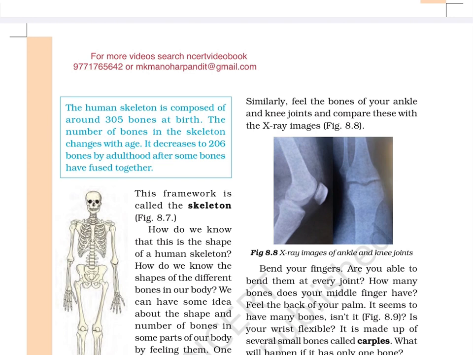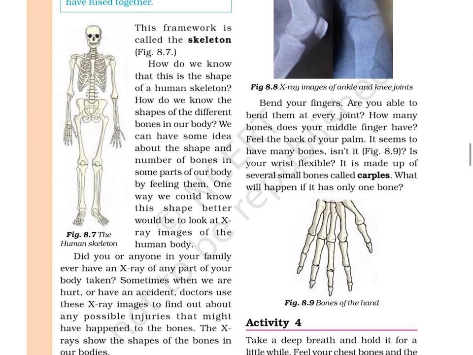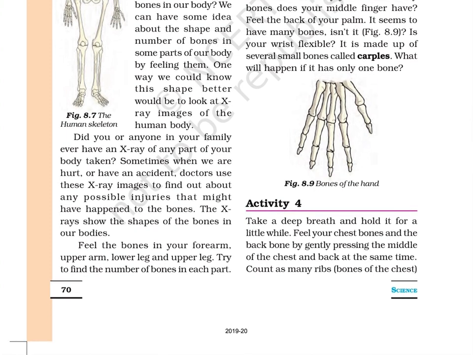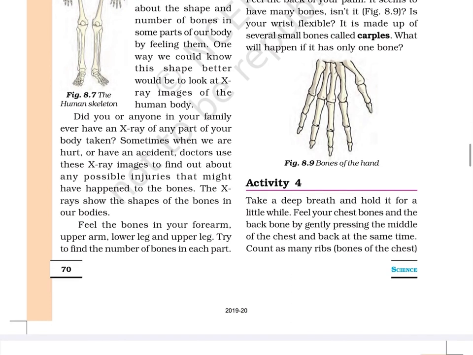How do we know that this is the shape of a human skeleton? How do we know the shapes of the different bones in our body? We can have some idea about the shape and number of bones in some parts of our body by feeling them. One way we could know this shape better would be to look at X-ray images of the human body. Did you or anyone in your family ever have an X-ray of any part of your body taken? Sometimes when we are hurt or have an accident, doctors use these X-ray images to find out about any possible injuries that might have happened to the bones.